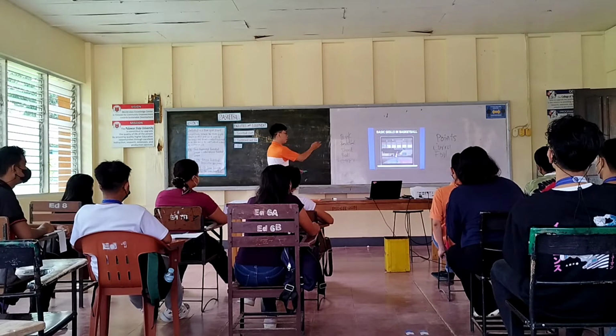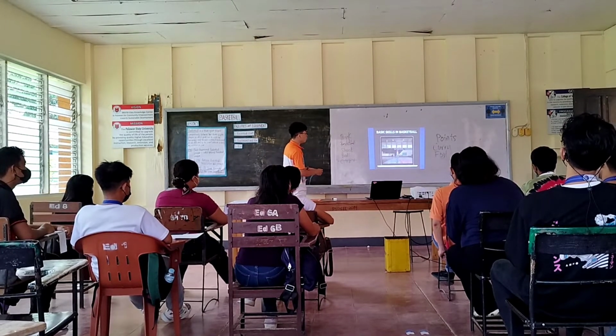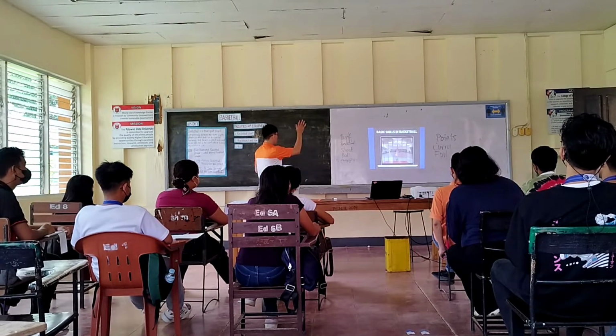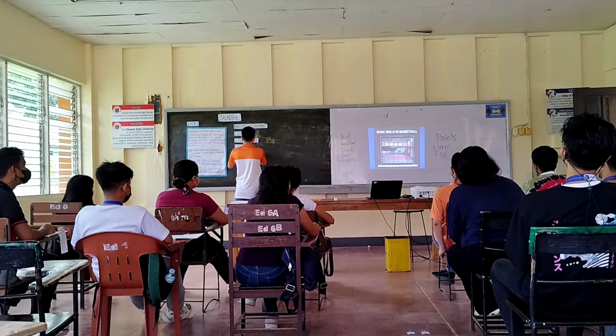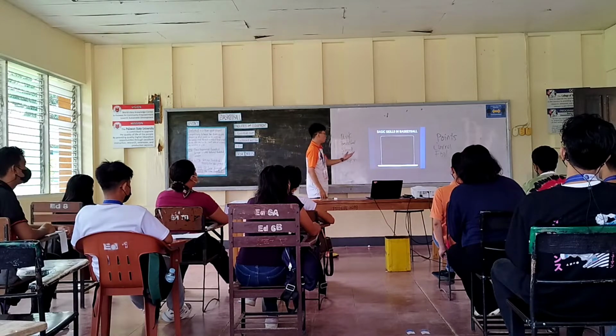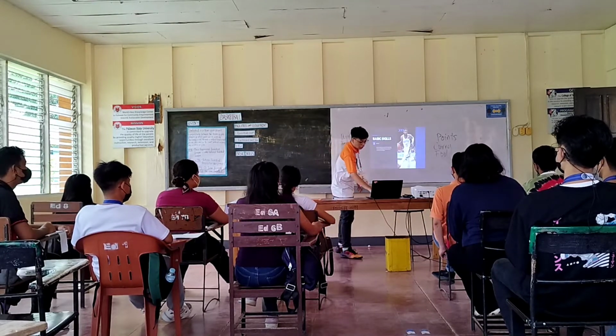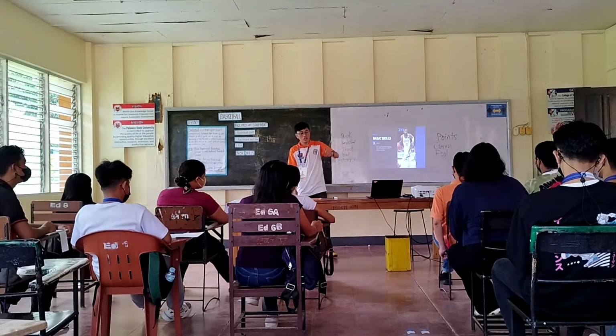Alright. So as you can see, we have our balance and eyes on the target. Alright, so that is shooting. Now, let's proceed with our second skill, which is dribbling.